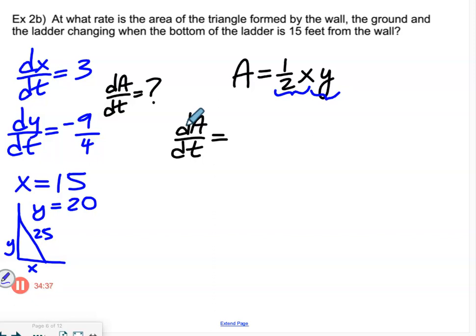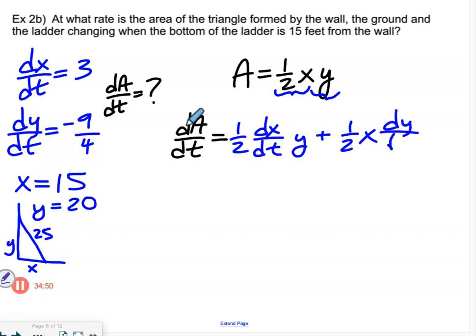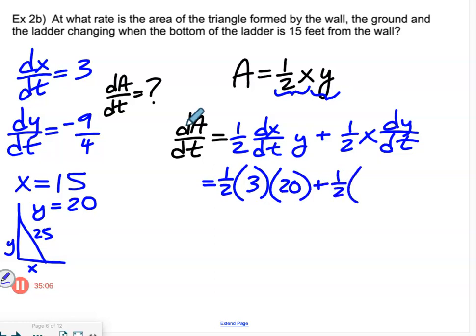Okay, so the derivative of 1/2 x is 1/2 times dx/dt times y, plus 1/2 x times, what's the derivative of y? dy/dt. Good. Now we just plug in. So we have 1/2 times 3 times 20 plus 1/2 times 15 times -9/4. Just plug in all the numbers into the correct spots.